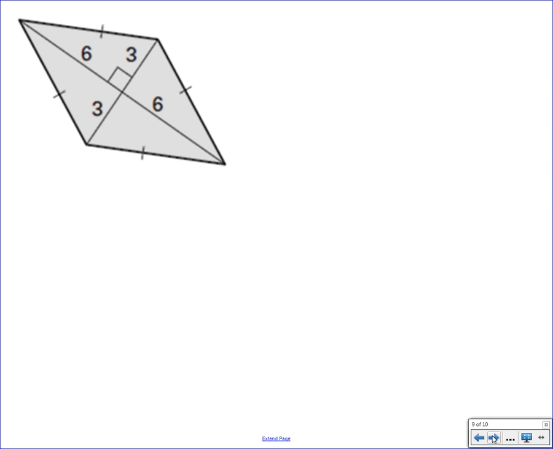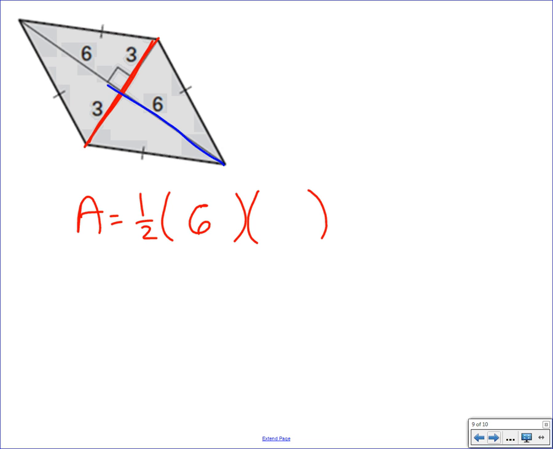Okay, so now we have a rhombus. The area is 1/2 the product of one of the diagonals times the other diagonal. One diagonal, that whole thing is 6. This whole diagonal is 12. So then you just have to multiply. And when you multiply, you get that it is 36 square units.